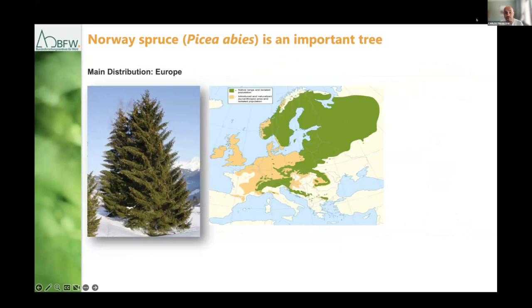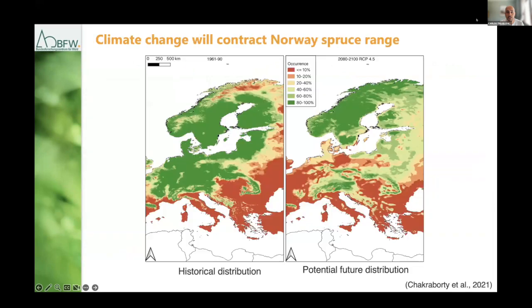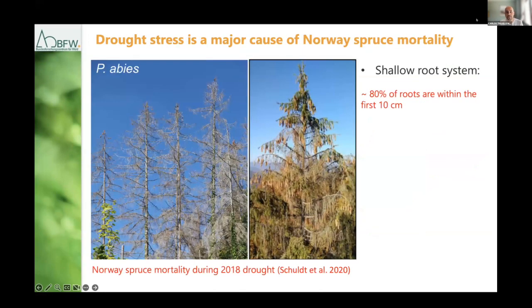This is the current distribution of spruce in Europe, and it's a very important tree because it's mainly used for pulp production and wood production. Nowadays, we know that the potential future distribution will strongly change due to climate change. Drought stress is one of the major causes of stress for Norway spruce, because of the root architecture and so on, so we are very much interested to see whether we could find some diversity in how to perform against drought.